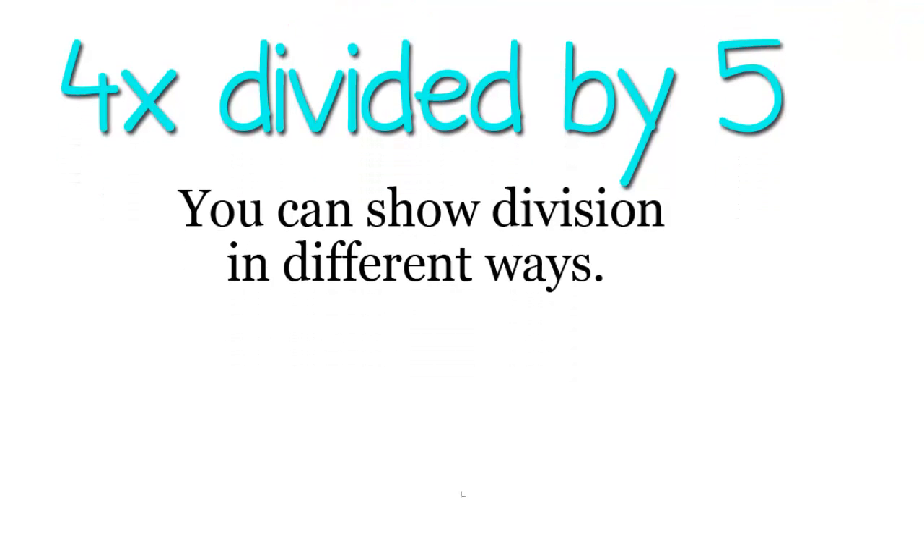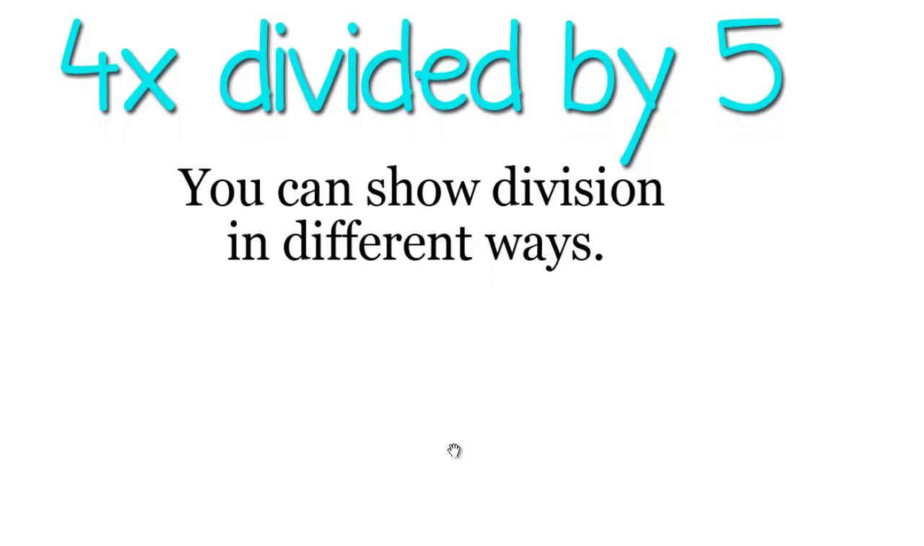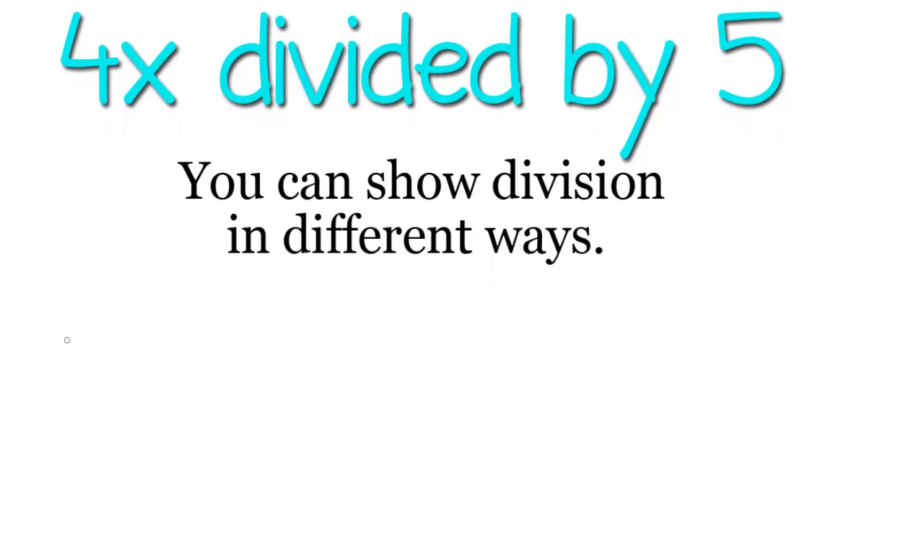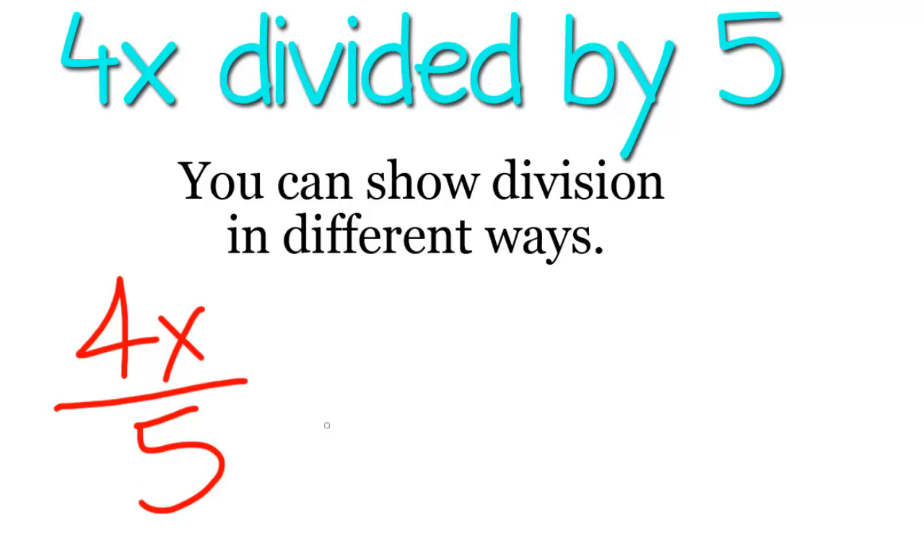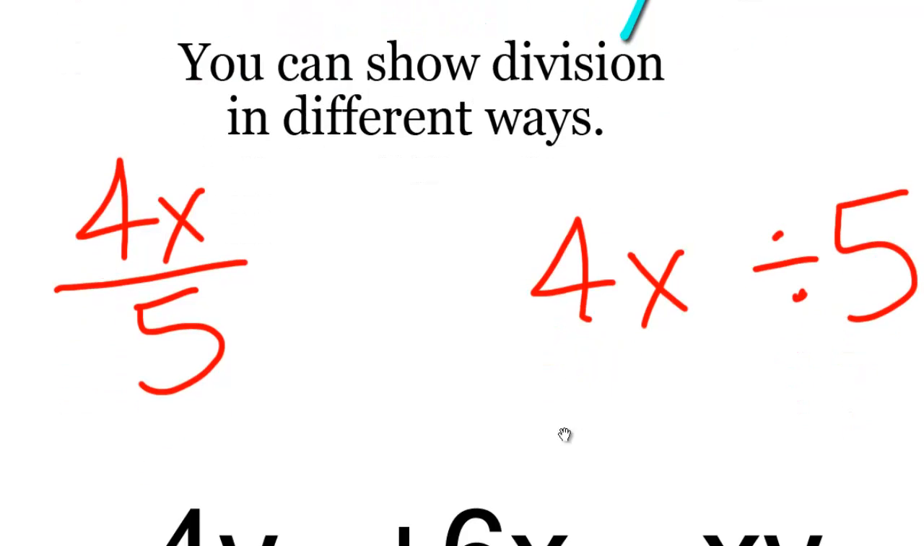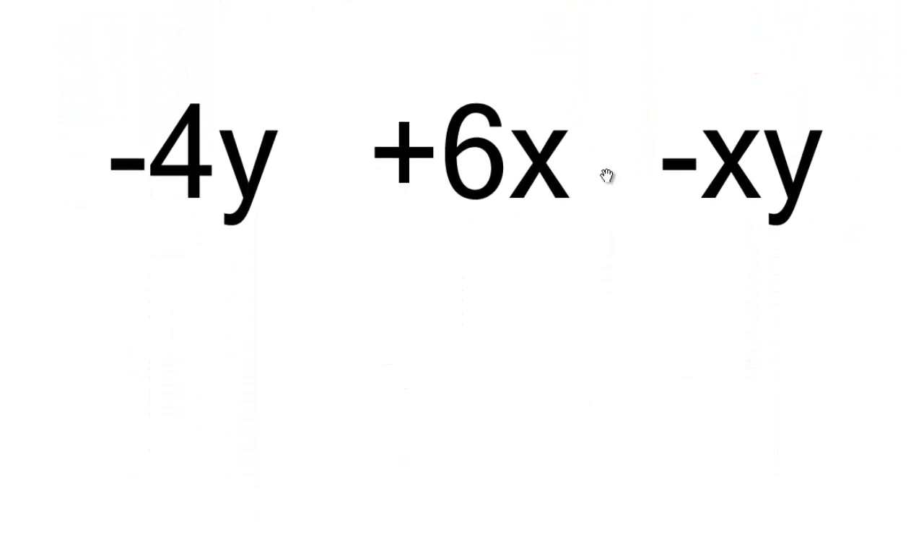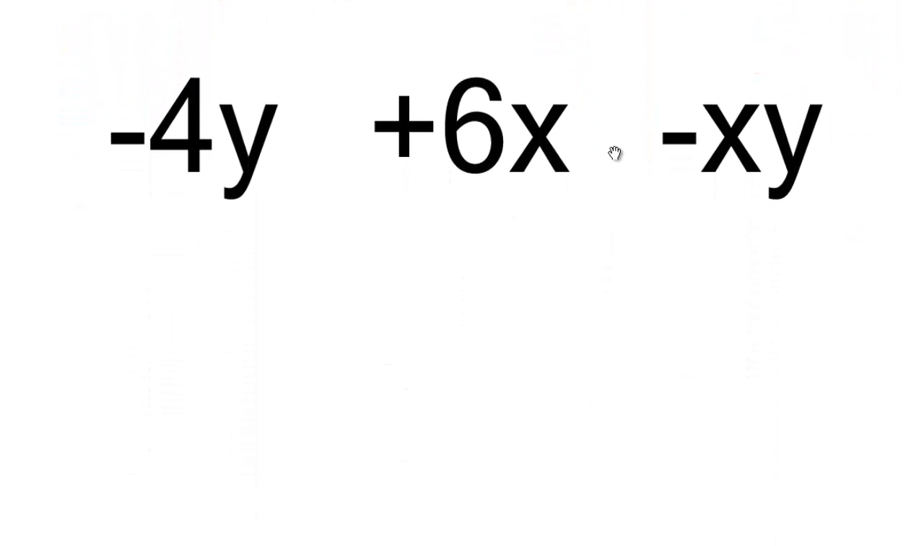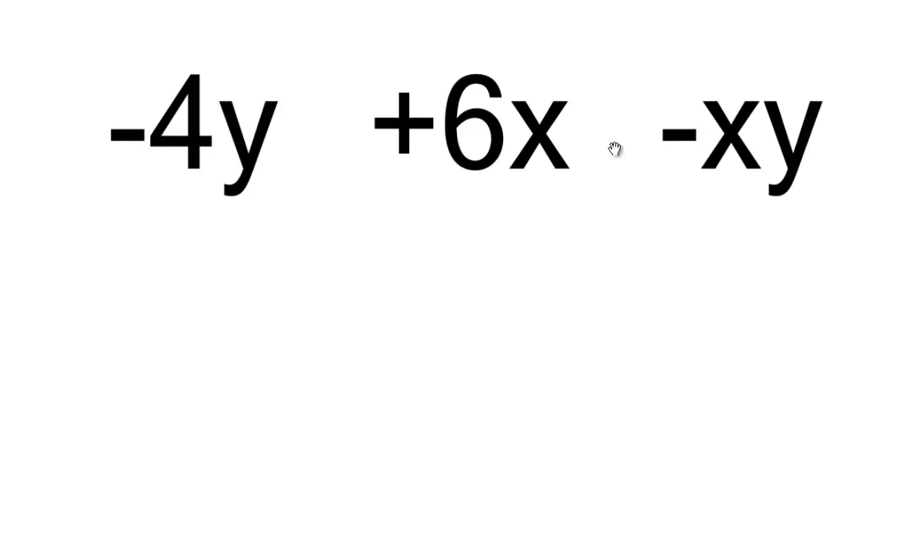We can also show division in a few different ways. So here we have 4x divided by 5. One way we can do that is write 4x over 5. Another way is simply 4x divided by, with the division symbol, 5. Easy, right? Okay. So here we've got a few more examples, and we're going to be talking about like terms.